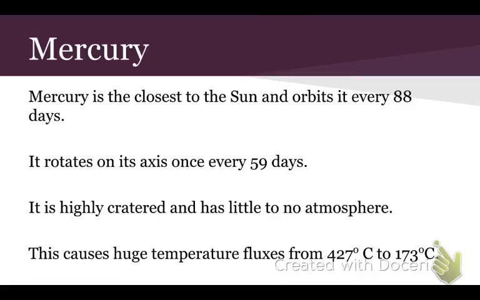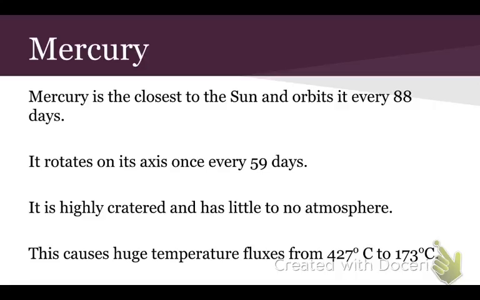Mercury is the closest to the Sun, and it orbits the Sun every 88 days. It rotates on its axis once every 59 days. It is highly cratered and has little to no atmosphere. This causes huge temperature fluxes from 427 degrees Celsius to -173 degrees Celsius.